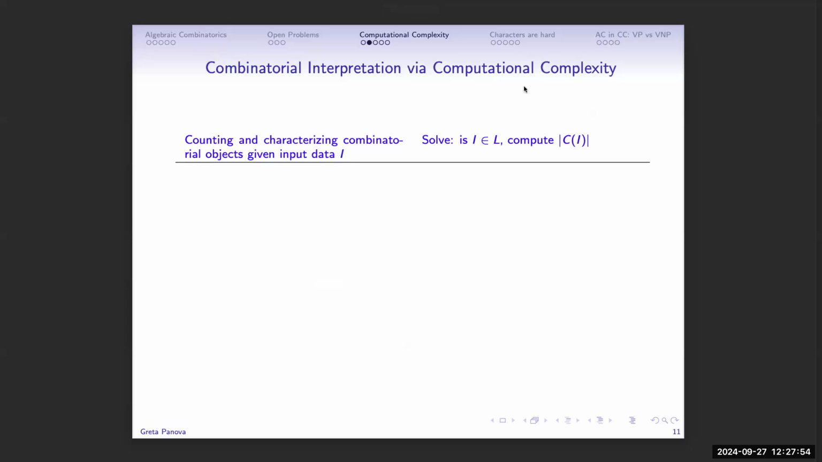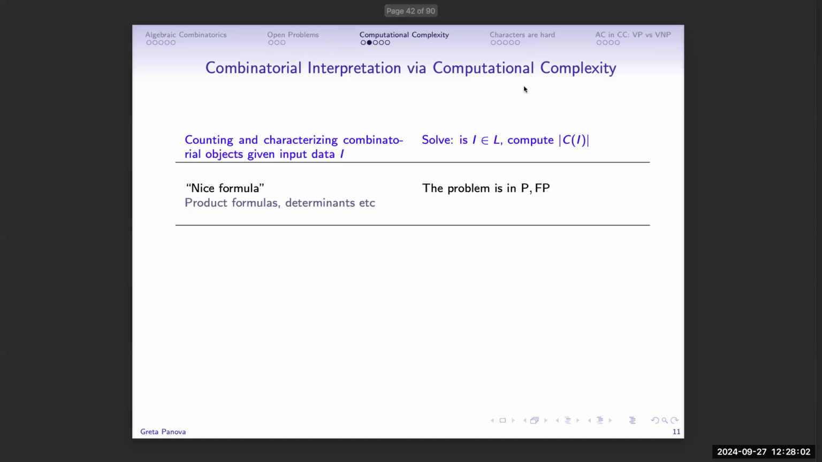So what does this have to do with combinatorial interpretation? Well, the philosophy is the following. If we have a nice formula like the one I showed in the beginning, then the decision problem is in P and the counting problem is in FP. So things are easy. It's like the hook length formula, the determinant is easy also, things like that.